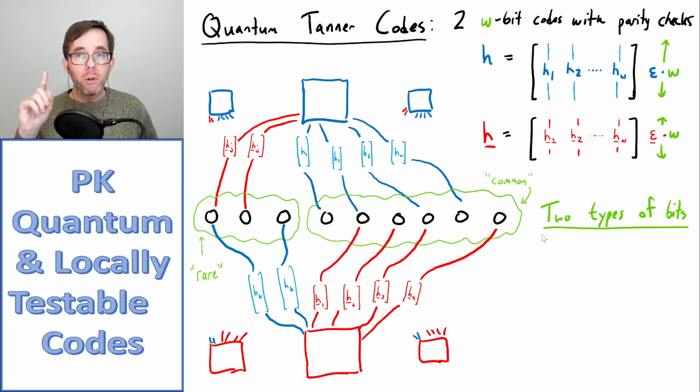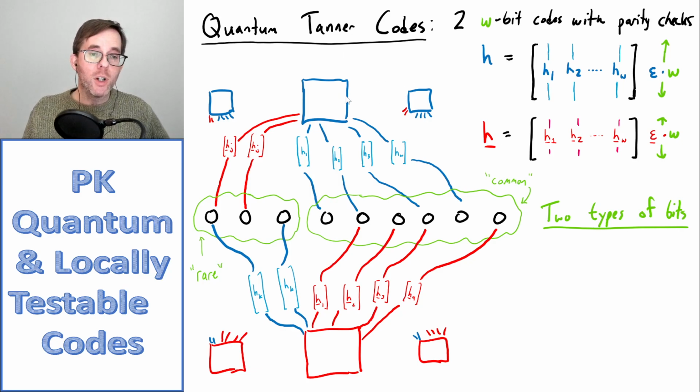And I am temporarily going to call them the rare bits and the common bits, but I'm going to change those names later. And I also am not yet telling you at all how we're going to come up with the incidence structure, which blue squares and which red squares are incident to which rare bits and which common bits. That's all going to come later, but I just still want to tell you what this quantum Tanner code picture is going to be.